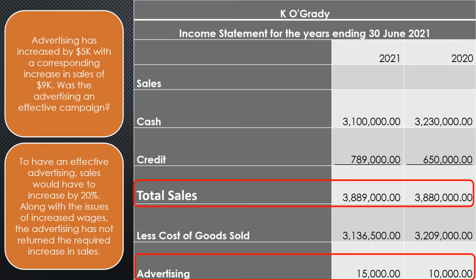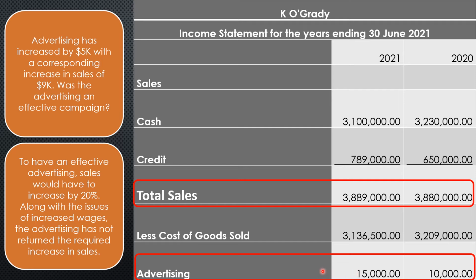The second relationship which we are going to be looking at is the relationship between advertising and total sales. Now, advertising, as we know, is the promotion of the business in order to generate more sales. And being an expense, advertising will be found in the statement of profit or loss. And again, with sales or total sales being a revenue, will be found in the statement of profit or loss. Now, in this case here, we have seen an increase of advertising from $10,000 to $15,000. So in other words, a 5% increase in sales, advertising, sorry.